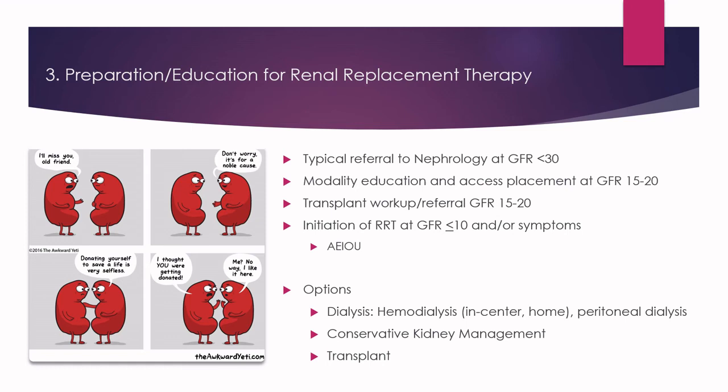Renal replacement therapy is initiated generally at a GFR of less than or equal to 10, and/or when patients develop symptoms or an indication to start dialysis. You'll remember from session number 1 the AEIOU acronym for indications for dialysis. This also applies in CKD patients, but again, refractory to medical management. Options for renal replacement therapy include dialysis, which include either hemodialysis or peritoneal dialysis, conservative kidney management, which focuses on treating the symptoms of kidney disease, and kidney transplant.